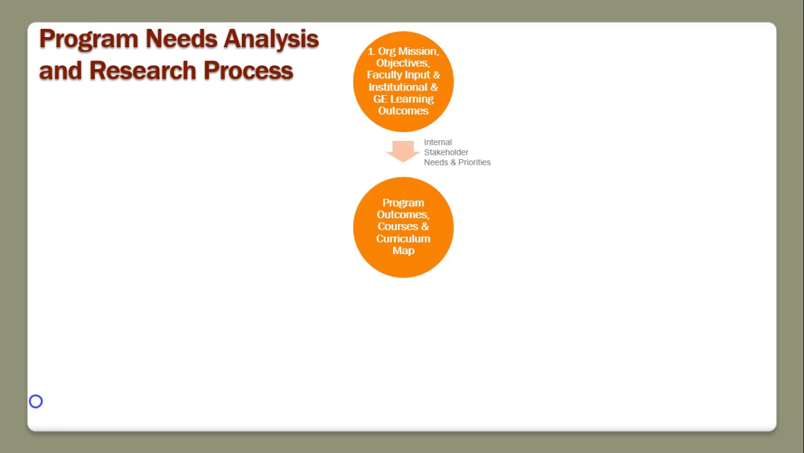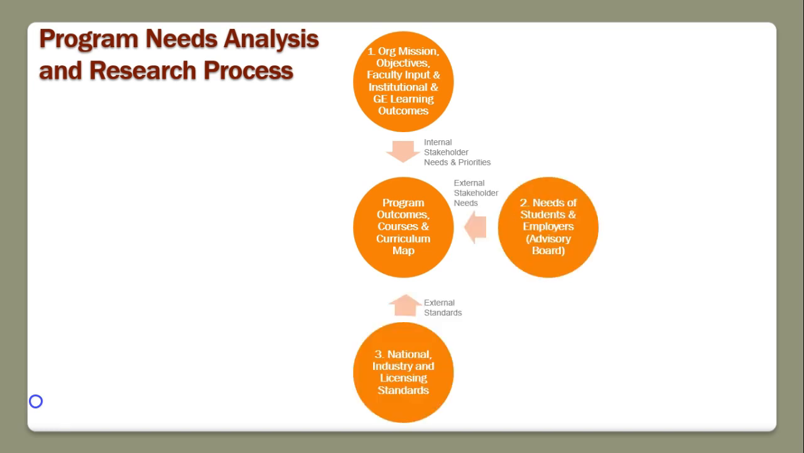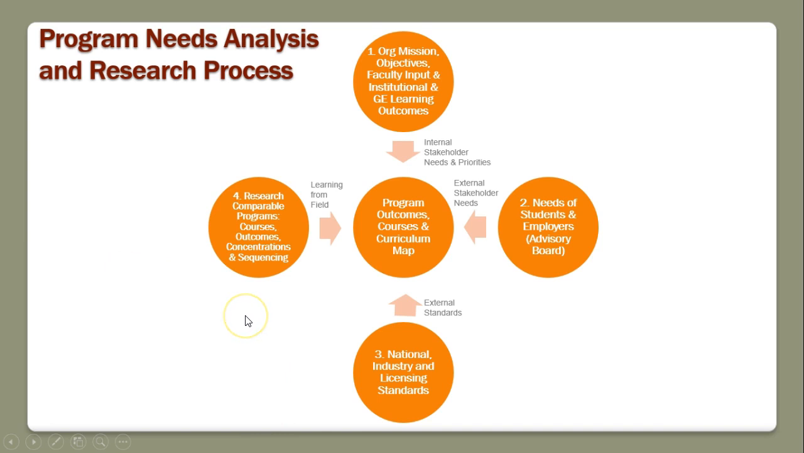So you're finally to one of the most important assignments of this course. It doesn't take a lot of time, but it is probably the most important assignment. All this work that you've done on needs analysis and research, all that's feeding into the program outcomes. You've been looking at internal and external stakeholders, external standards, learning from the field. And what we're going to do now is try to turn all of that into some outcomes.